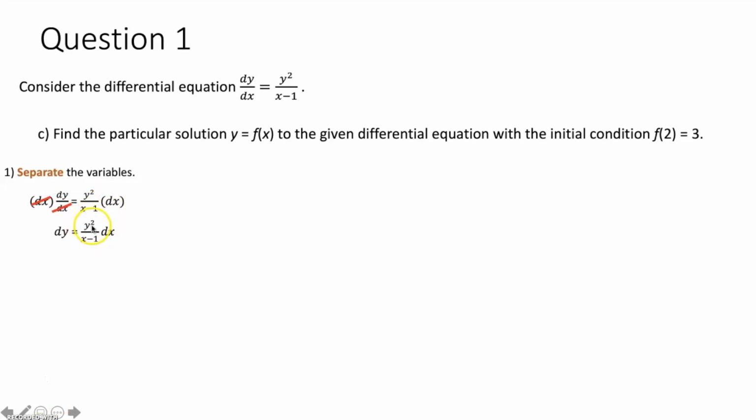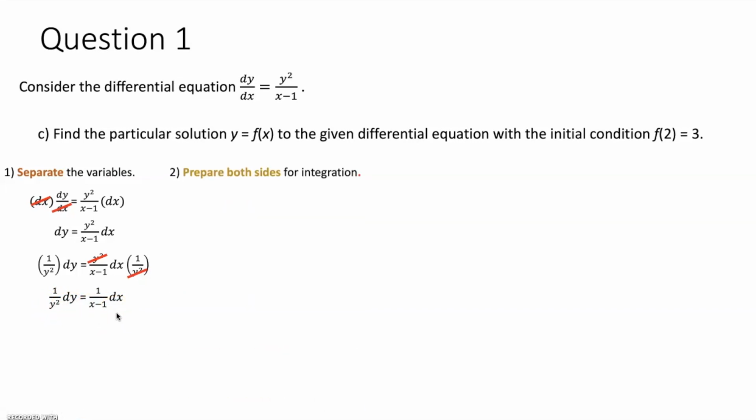Now we need to move this y squared to the other side of the equation, so we can either divide both sides by y squared or multiply both sides by 1 over y squared. Either way, these now cancel each other out on this side of the equation, and over here, we now have all of our y's. So we have successfully separated our variables. So we can move on to the next step, which is to prepare both sides for integration. So we're going to write an integral on each side, and look, are we ready for integration?